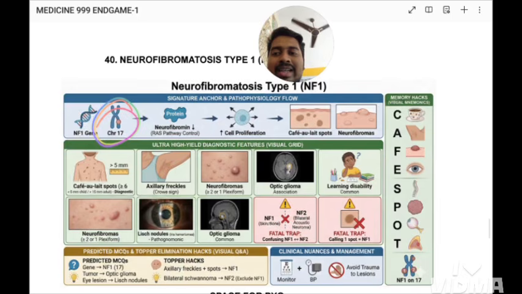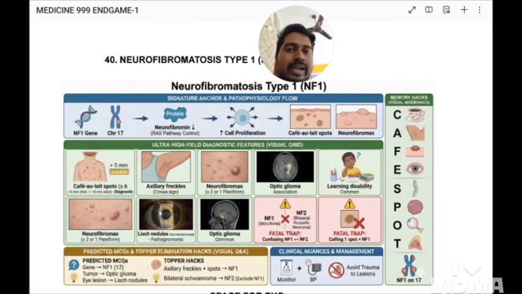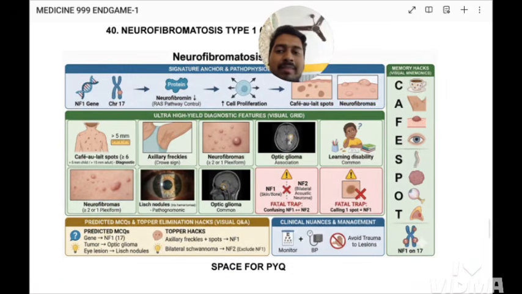So on chromosome 17, there will be a mutation in the NF1 gene causing decreased neurofibromin, which is basically involved in the RAS pathway, which controls protein synthesis and cell proliferation. So cell proliferation will increase, as a result of which they have more tendency towards malignancies such as tumor formation, such as neurofibroma, and then you have café-au-lait spots, all those. Optic gliomas. So what are the criteria? These criteria are essential for your exam.